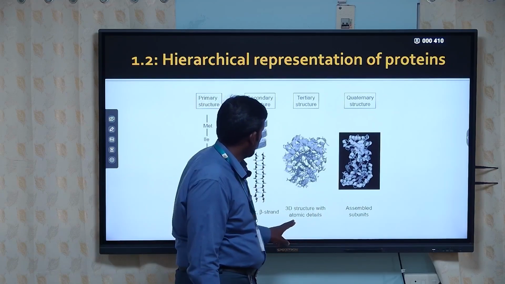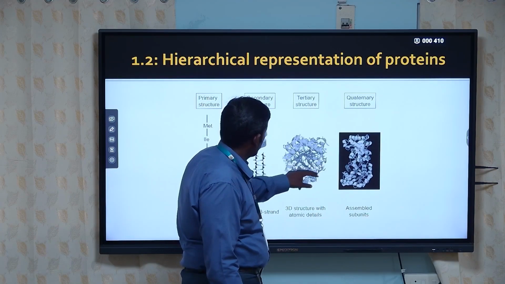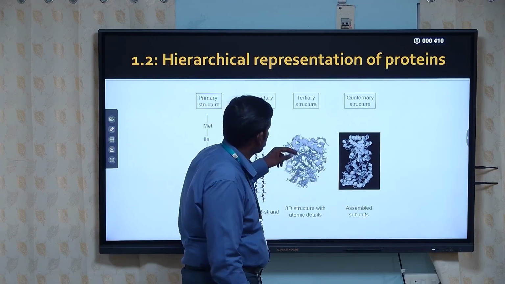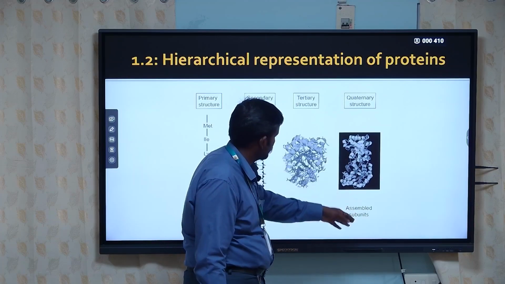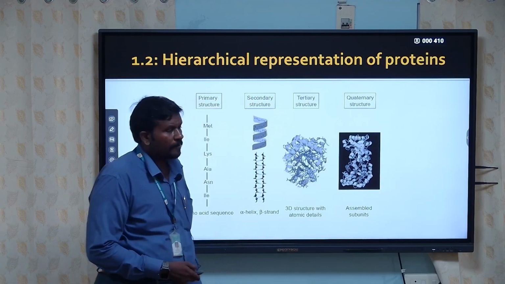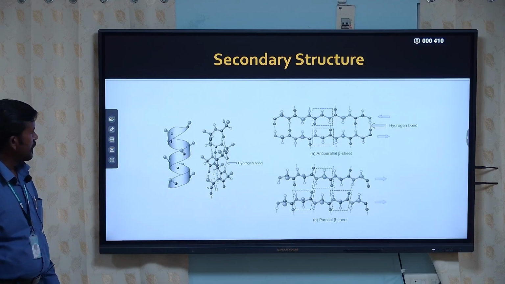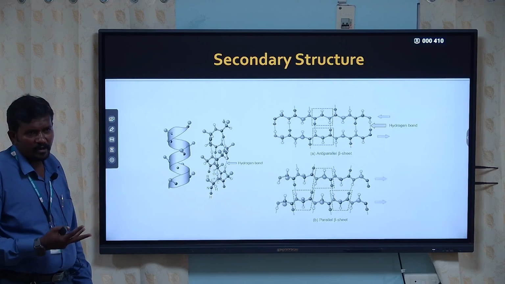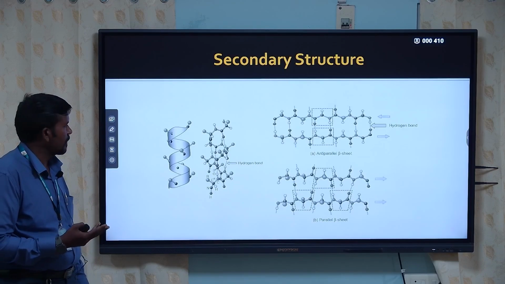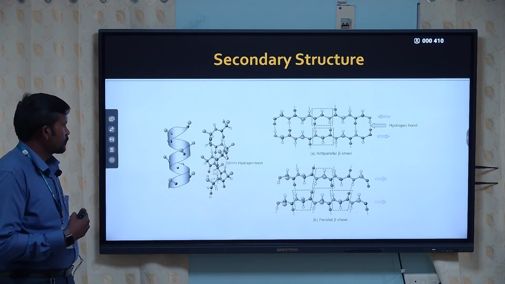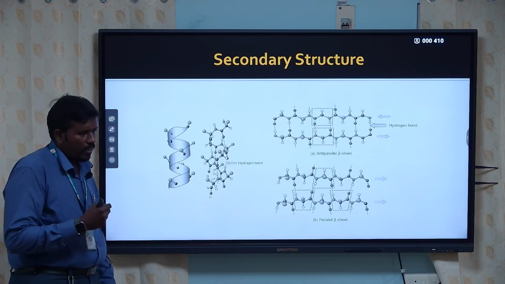Then 3D structures with the atomic details. You can see the proper atomic details are there. That is the tertiary structure. Then the quaternary structure, which is the assembled subunits. Then in secondary structures, it has parallel and anti-parallel beta sheets. What is called parallel, what is called anti-parallel? We should know this difference actually.